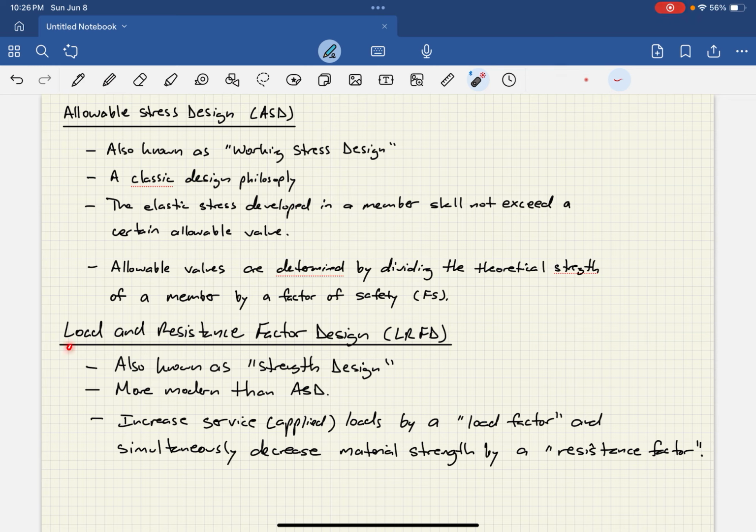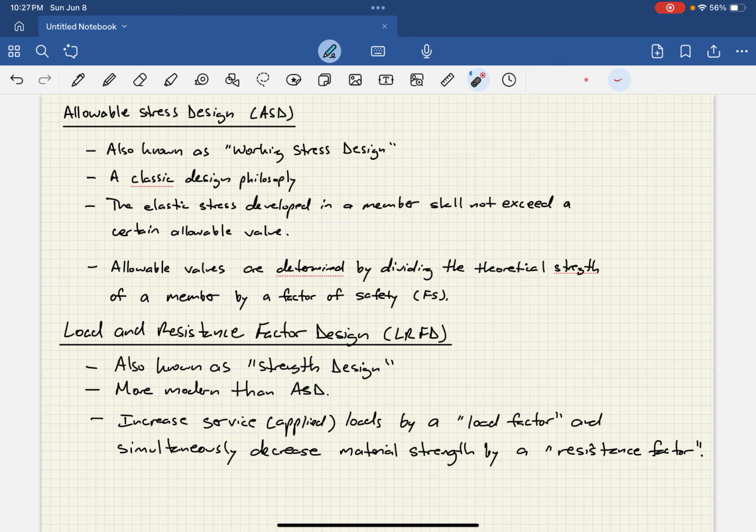What about load and resistance factor design, LRFD? Well, this is also known as strength design. It's more modern than ASD. So LRFD is becoming more and more popular in structural design, specifically for steel and concrete. Pretty exclusively, steel and concrete structures are designed based on LRFD nowadays.